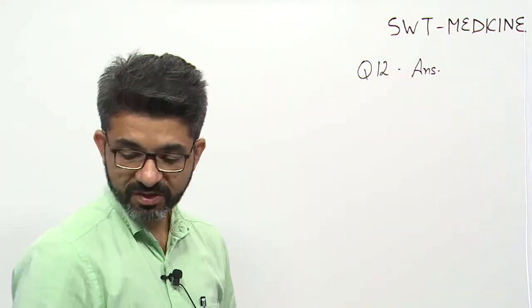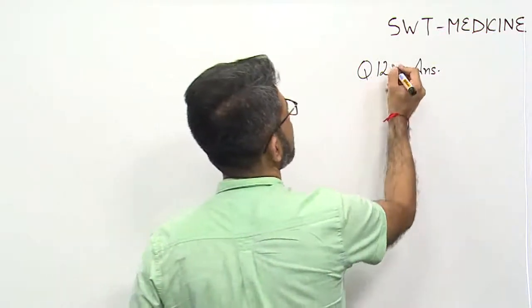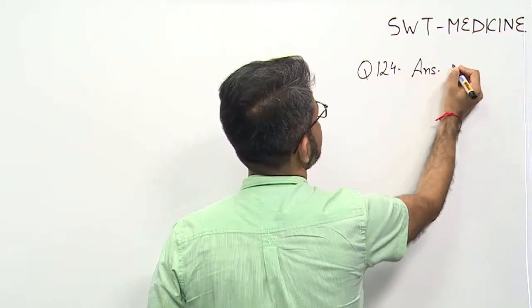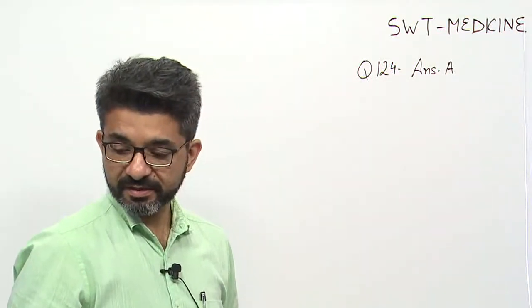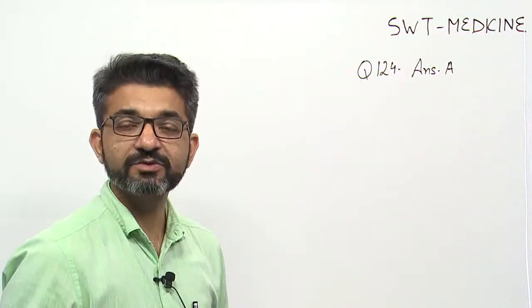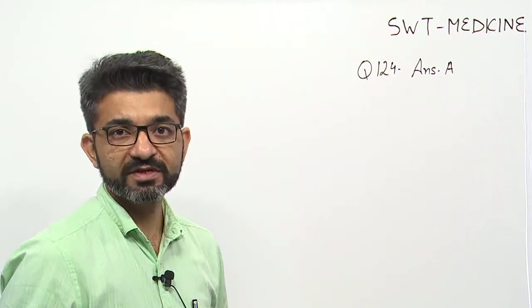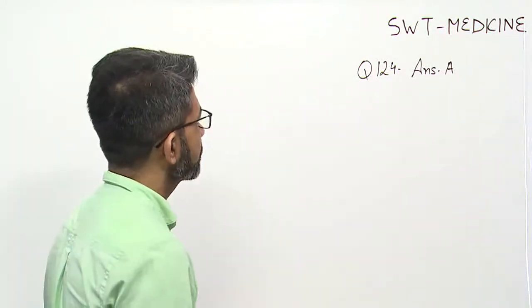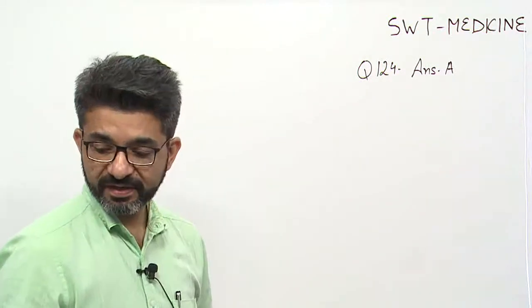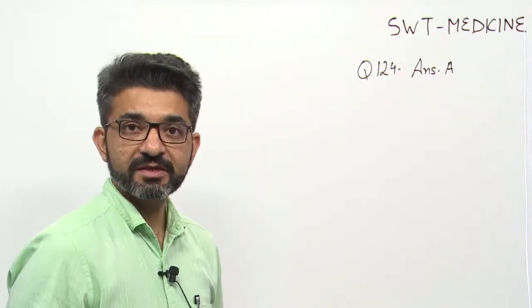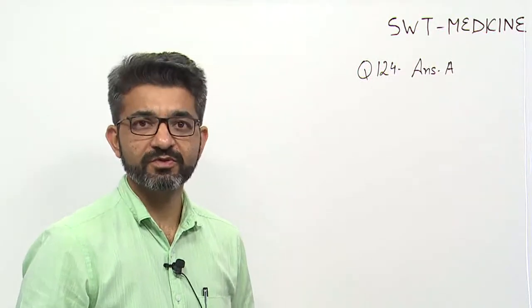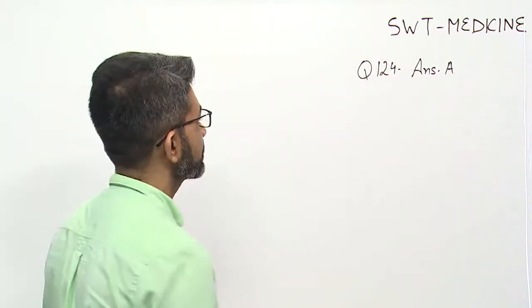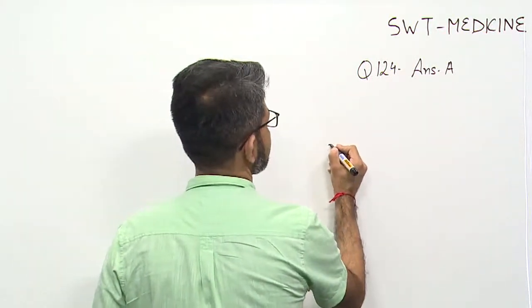Next question is question number 124. Answer is A. This question is regarding cardiac tamponade and its association with jugular venous pulse. See, if you can identify jugular venous pulse in the form of a diagram, you will be able to solve most of the questions of jugular venous pulse. So, remember this diagram.